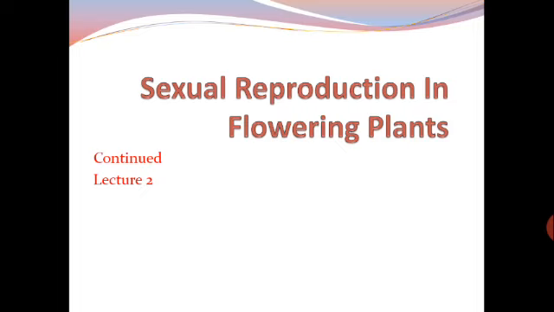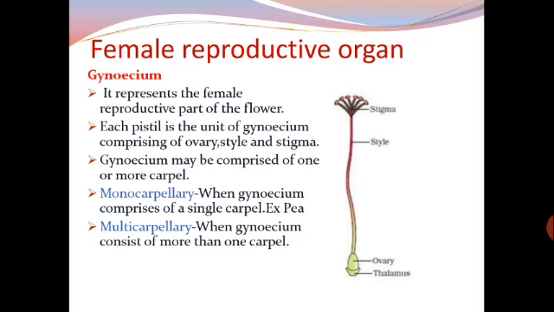This is a continuation of the chapter. Already we discussed the pre-fertilization structure and events, in which we discussed the male reproductive organ, that is stamen, the structure of microsporangium, the process of microsporogenesis, and finally we concluded with the pollen grain. Today we will study the female reproductive organ, that is gynoecium.